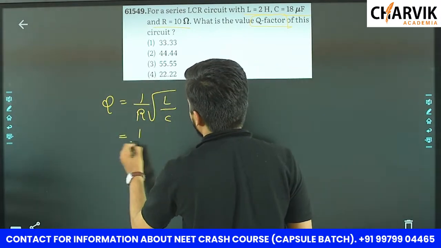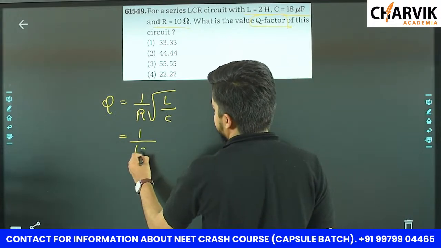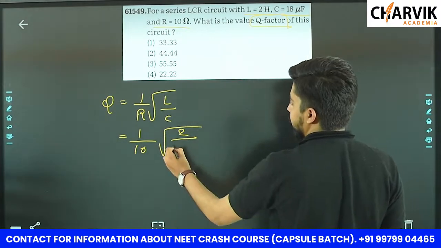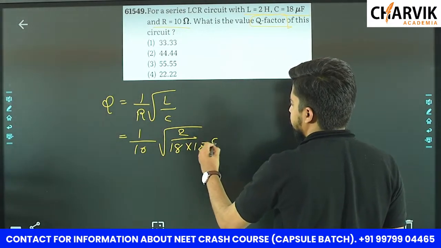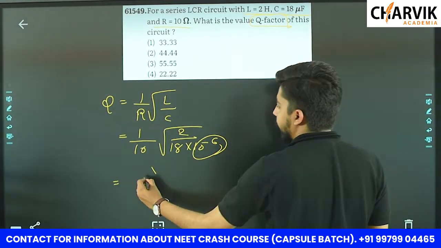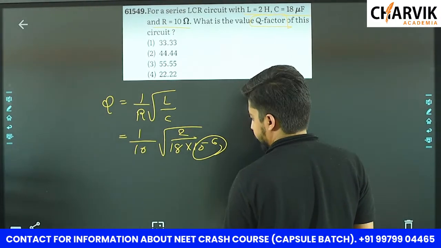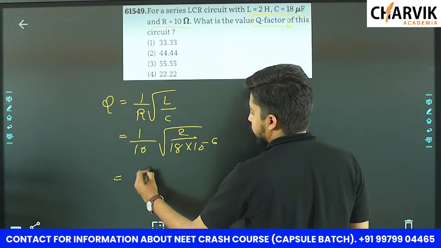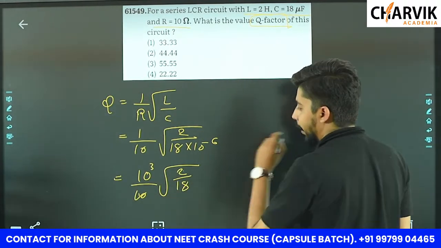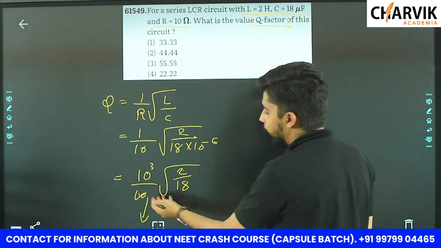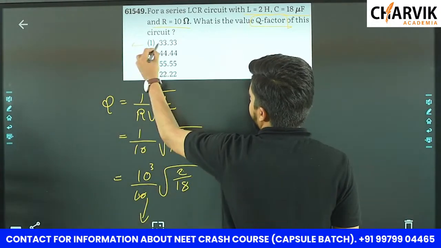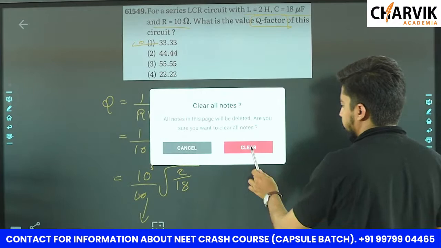Let me put the values for you. 1 upon resistance. Resistance is 10 ohm, under root L. What is the value of L? It is 2 Henry divided by capacitance. It becomes 18 into 10 raised to minus 6. This 10 raised to minus 6 will come out of the root as 10 raised to minus 3 and go in the numerator as 10 raised to plus 3. It will be equal to 10 raised to plus 3 divided by 10 under root of 2 divided by 18. 2 divided by 18 is nothing but 1 upon 9. No further calculation is needed. You can easily do this and the answer will be 33.33, which is given in the first option.